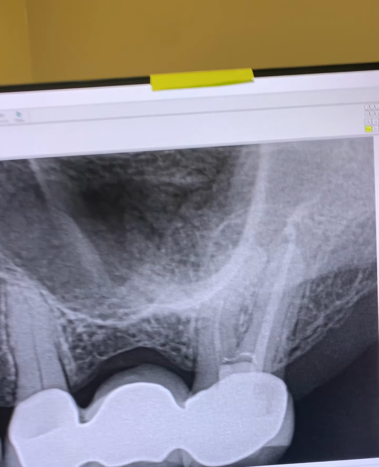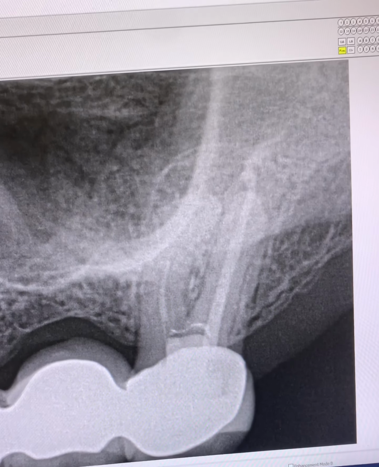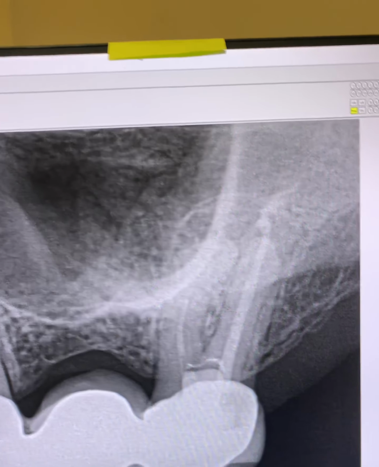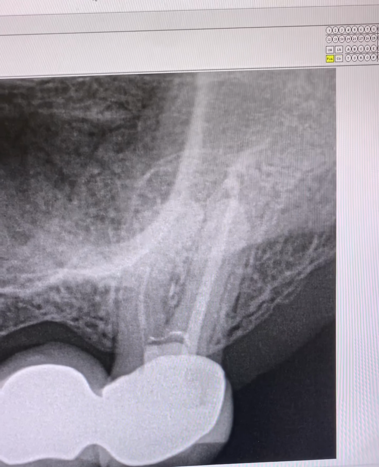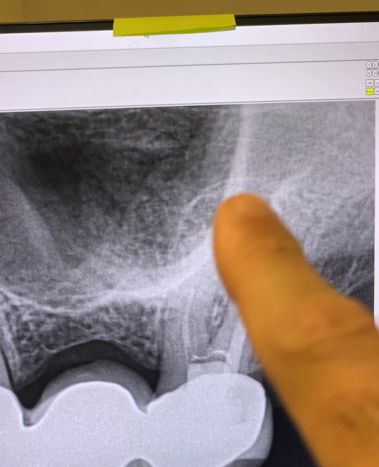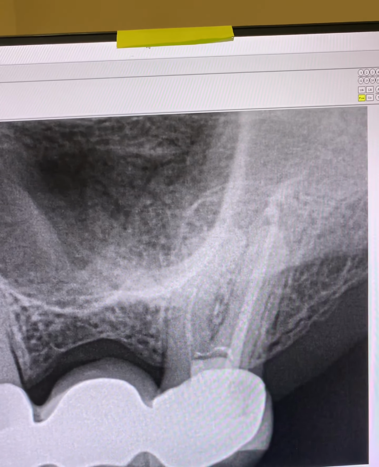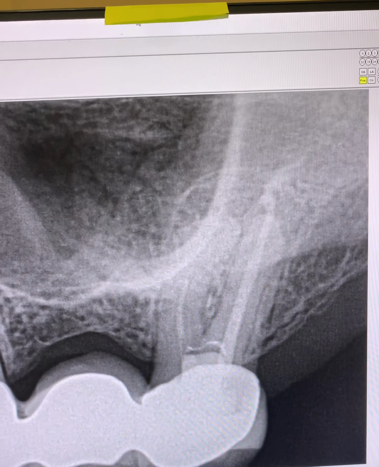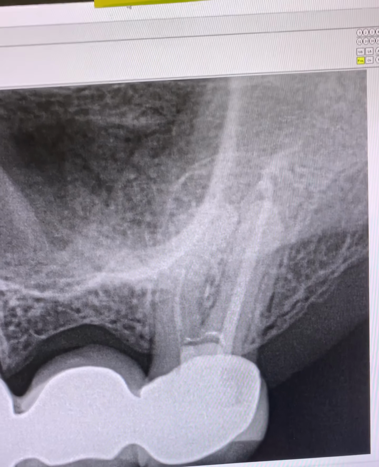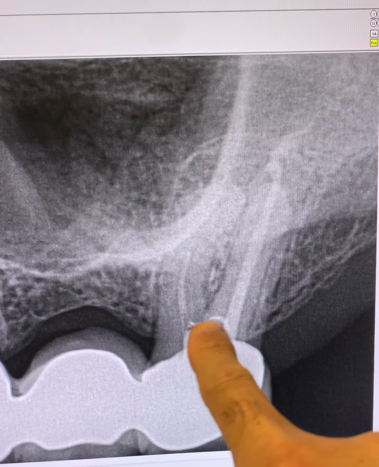You can see the previous root canal. You can see the periapical radiolucency here. What else do you see? Well, you can see that the endodontist did instrument all the way to working length here on the mesial buccal root, was able to locate the palatal canal, but where is the distal buccal canal? Well, take a look here.